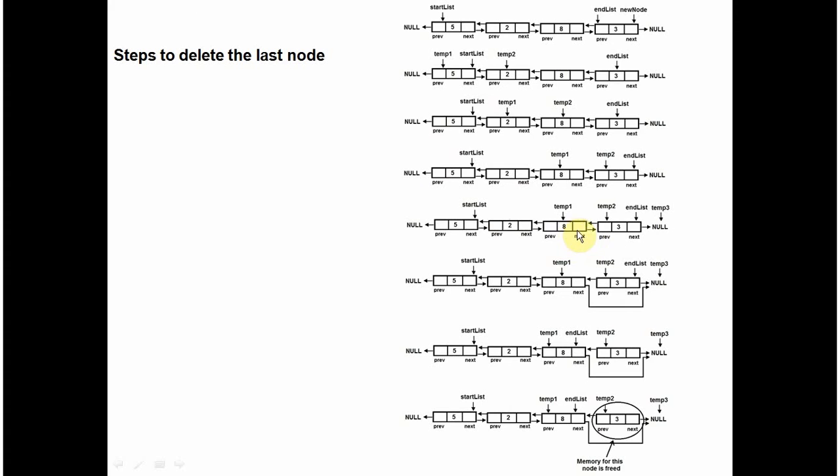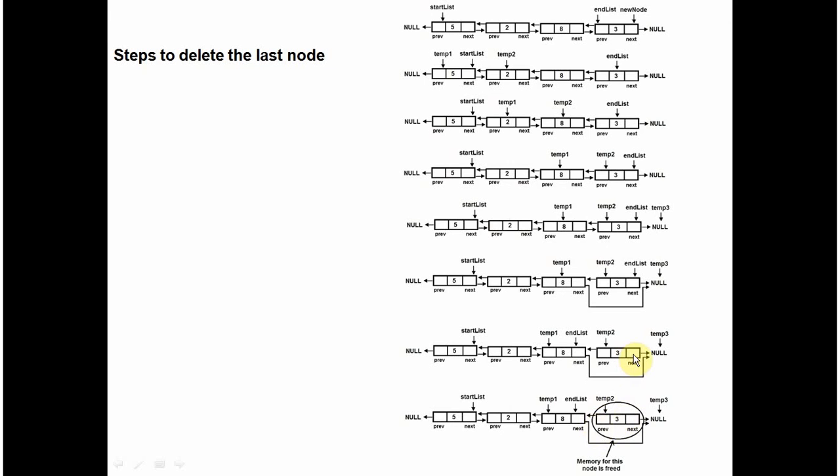So the next member of temp1 is currently pointing at temp2, but you will bypass that. You will set the next member of temp1 to point at temp3. So the next member of temp1 is set to point at temp3. Because this is a null node, you don't have to worry about the previous pointer of this null. But you have to move this endless pointer to point at temp1. Because this node is supposed to be deleted, temp1 will become the last node of the doubly linked list now. So endless will be set to point at temp1, and thereafter the memory for this temp2 node is freed up so that it can be used by other programs.